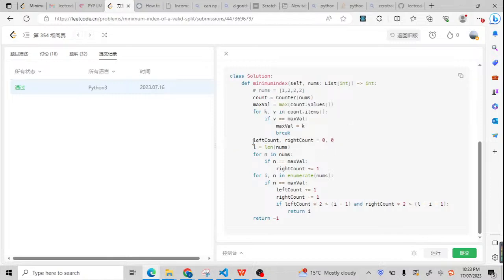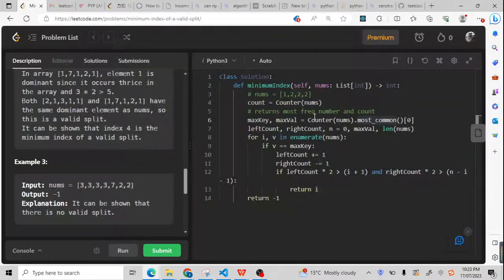I need a left count and a right count to count how many frequent numbers there are. I will use the formula to check if left count times 2 is more than i plus 1, or right count times 2 is more than L minus i minus 1. Let me explain this formula and why I need it. Let's go to the English version first to make it clearer.